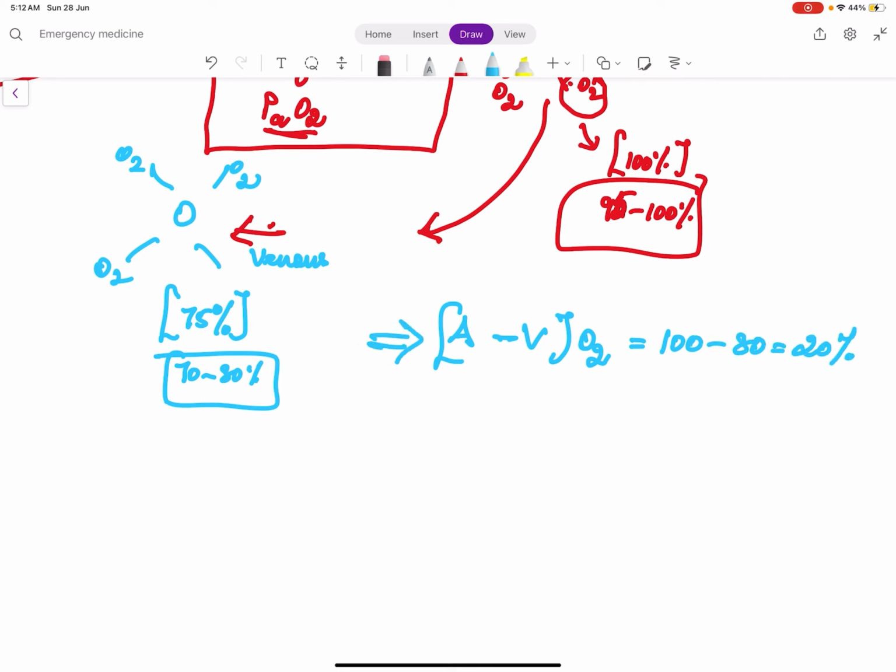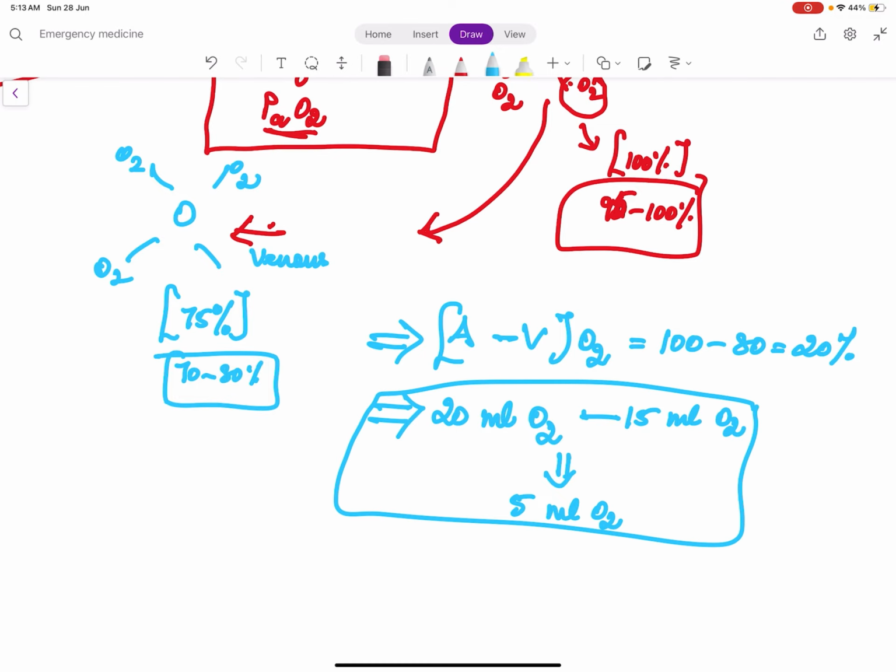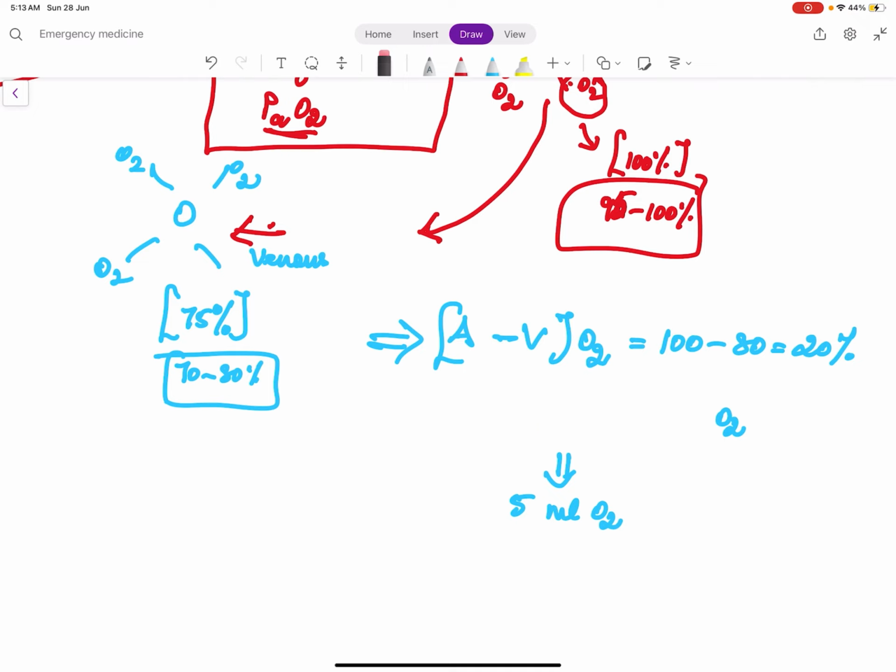Again, if you go deep into physiology, they say 20 ml of oxygen is present on the arterial side and 15 ml of oxygen is present on the venous side, which means 5 ml of oxygen is extracted by the tissue. So the arterial venous oxygen difference is actually 5 ml of oxygen. Again, this is not practically measured, so it is enough to remember the arterial venous oxygen difference, right?